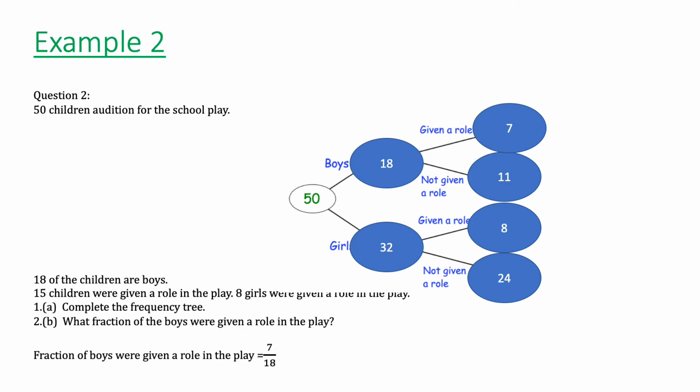What fraction of the boys were given a role in the play? So the boys were going to be 18, so the answer is going to be out of 18. Given a role, it was 7. So it's 7 out of 18. So that's my fraction.